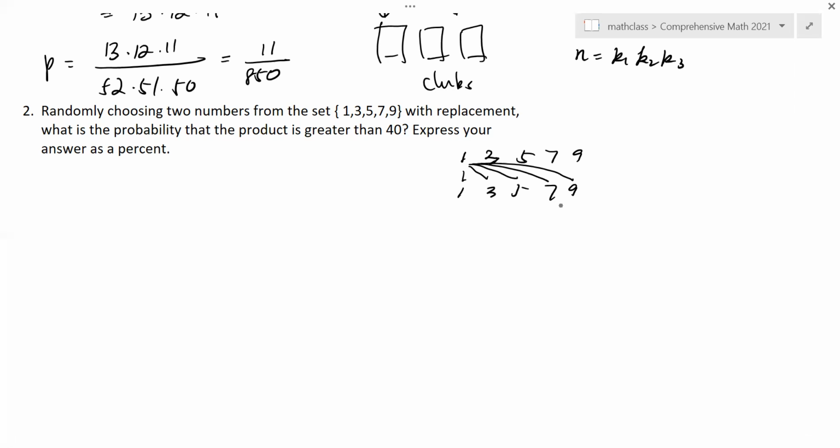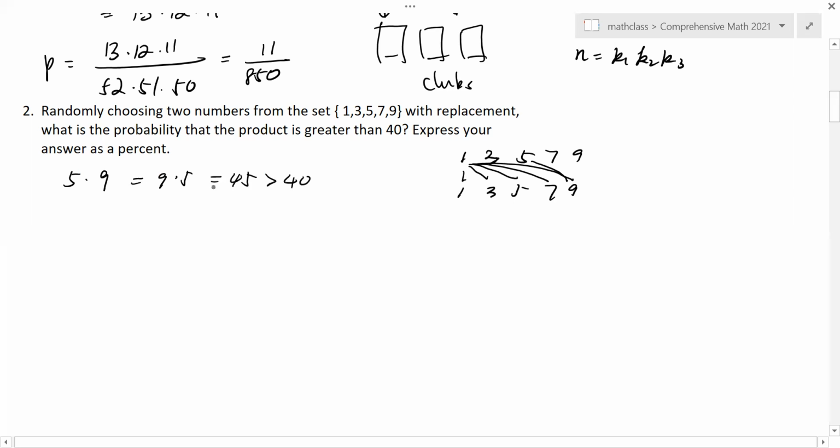In order to get a number greater than 40, I think you have to begin with 5, because 3 times 9 is 27, still a small number, right? 5 times 7 is still less than 40. So 5 times 9, which is also 9 times 5, is going to be 45, greater than 40.